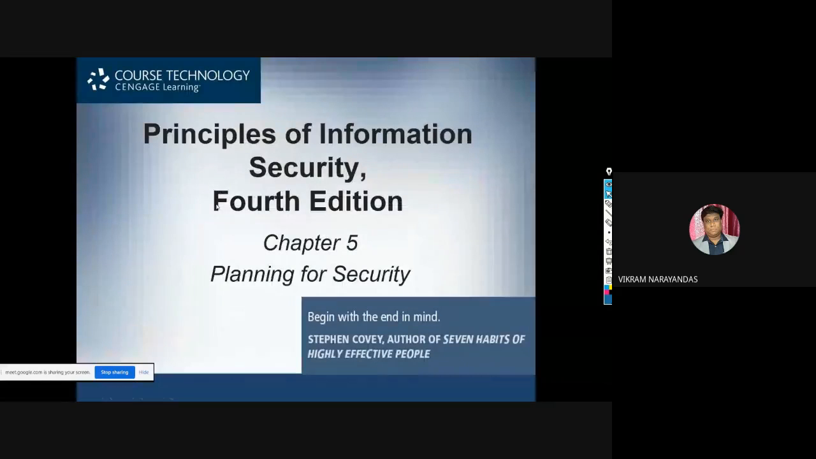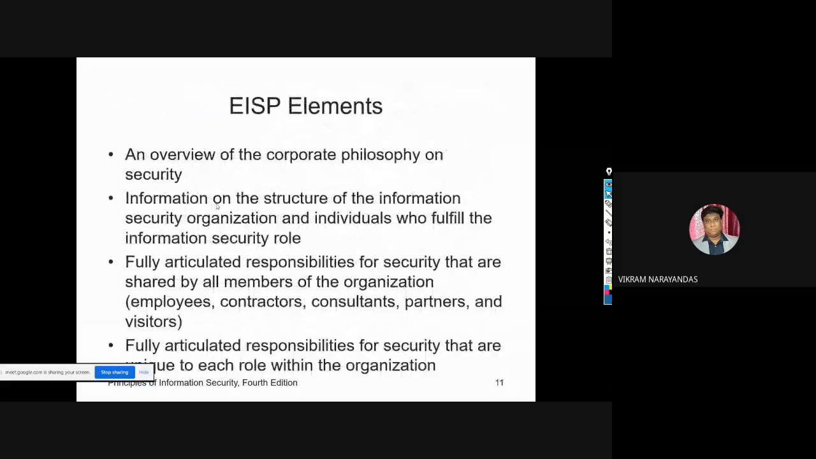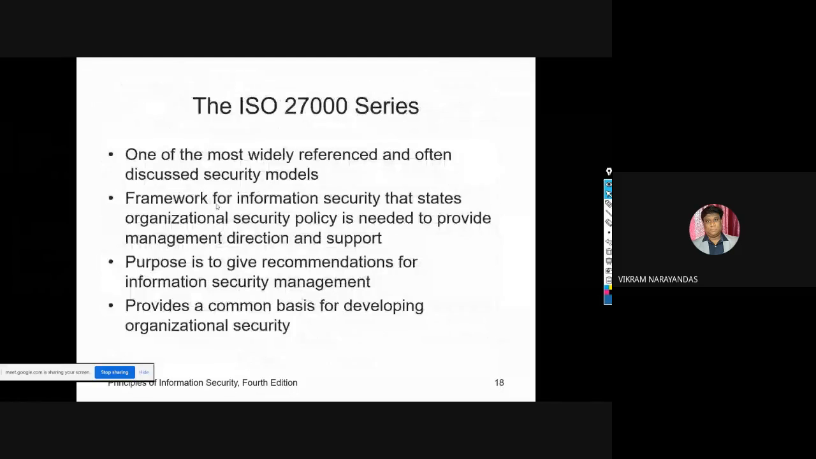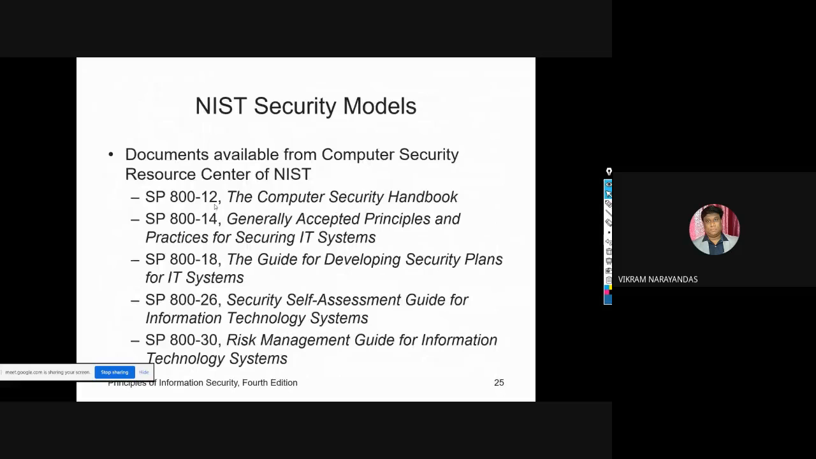So very good morning. Yesterday we discussed the planning for security from the last two classes, and we have completed some ISO 27000 series standards and some special ones. Now we'll discuss the NIST security models here. NIST stands for National Institute of Standards and Technology.